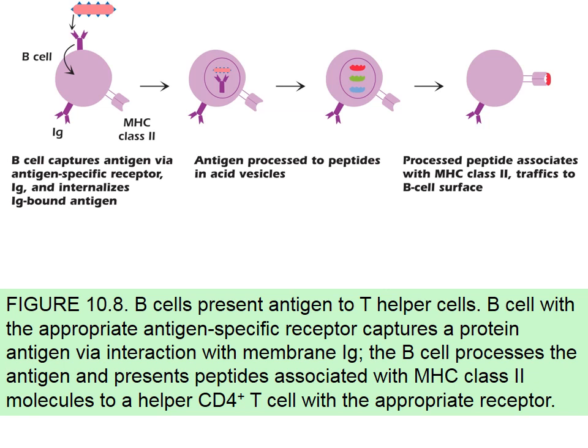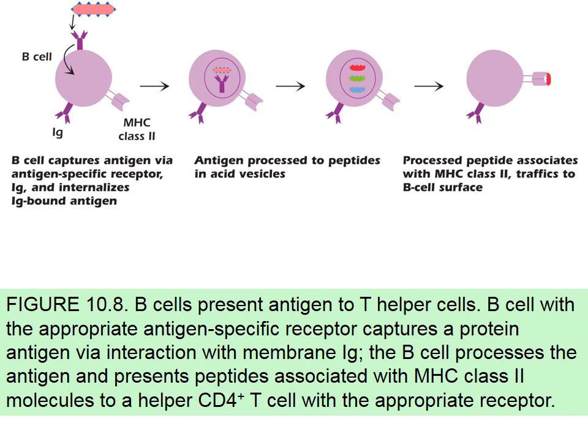Now you can see from here, a B cell captures an antigen via the antigen-specific receptor Ig and internalizes it, right? You can see it is internalized, and then the antigen is broken up into small chunks of peptide in an acid vesicle, and then it is associated with class 2 and expressed. So why do you think a B cell is able to present a particular peptide in context with class 2?